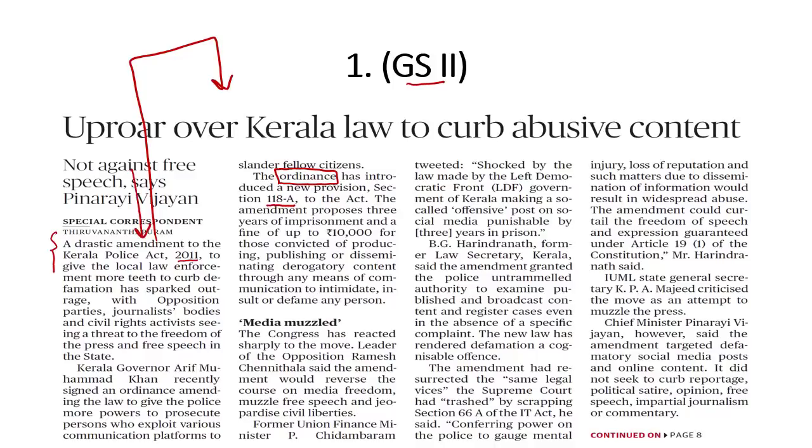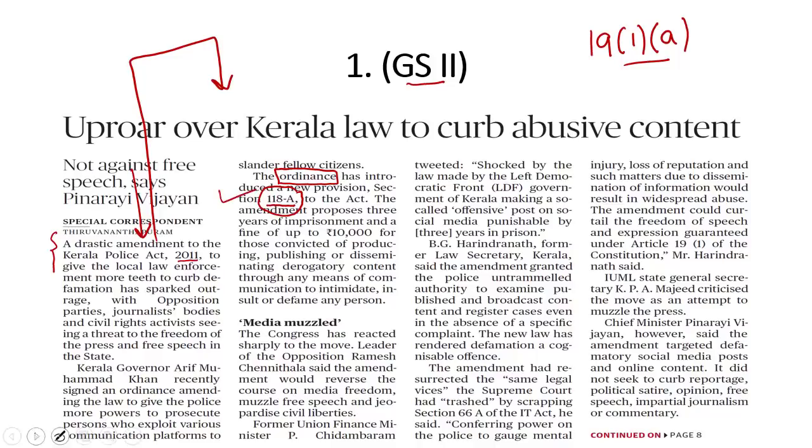This has been criticized by many opposition political parties, human rights activists, free speech activists. They accuse that this section 118A goes against the freedom of speech and expression, which is a fundamental right under Article 19(1)(a) of the Constitution. The activists also allege that this will have a crippling effect on the free speech in our society.